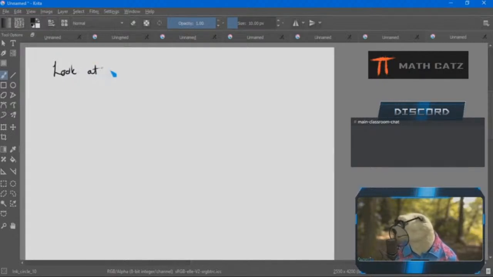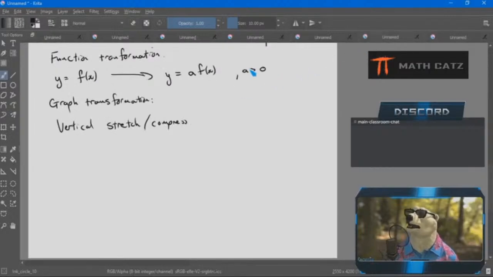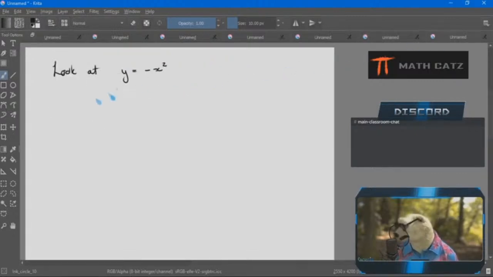Now let's look at y equals negative x squared. I like to separate the sign from the number I multiply in front, and we'll see why in a second. So we're going to start, of course, with our basic familiar parabola. Let's see it.